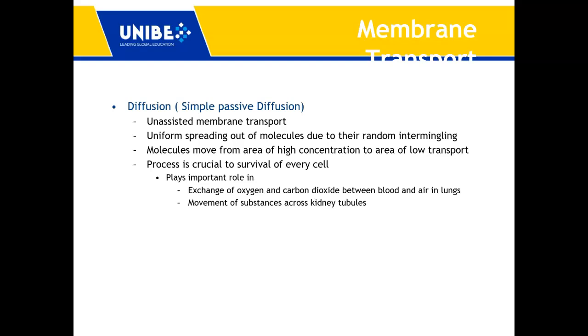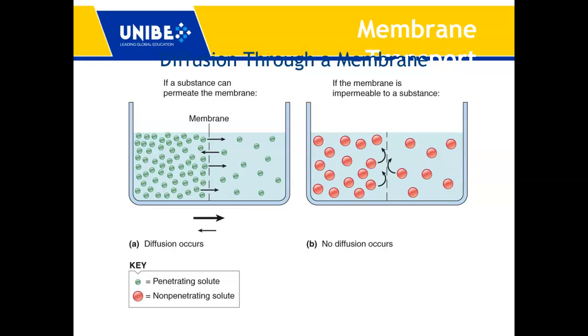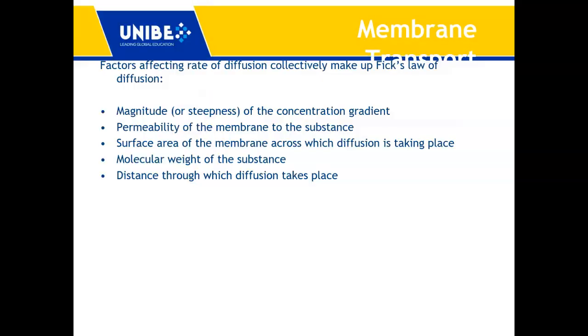Usually, we see this in small gases, small molecules like oxygen and carbon dioxide, as they pass through the alveoli into the capillaries and the tissues. And we can see some of these movements also with very small substances going through the kidney tubules. Again, they move from more to less, and they can pass through the cell membrane without the need of any help. And what makes diffusion go faster?